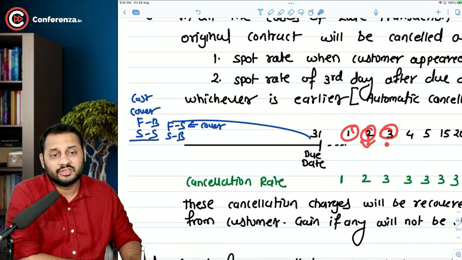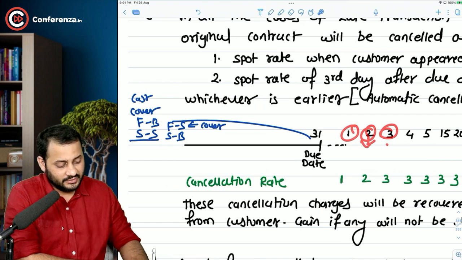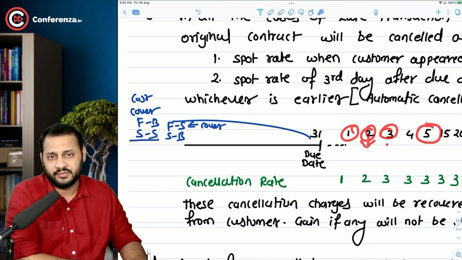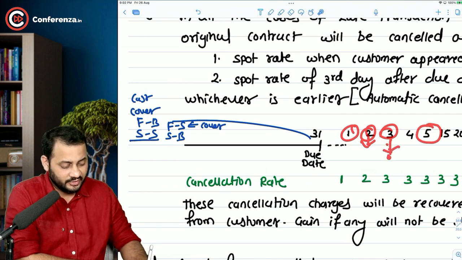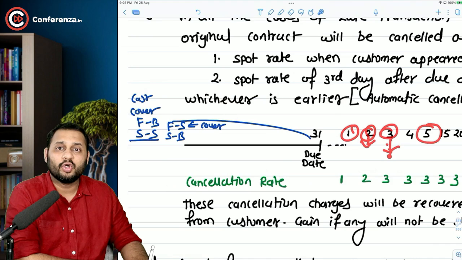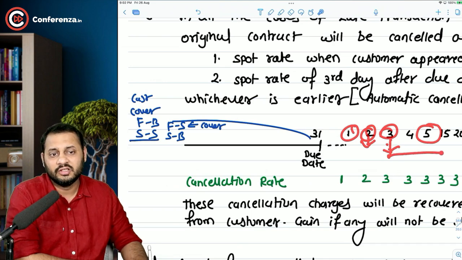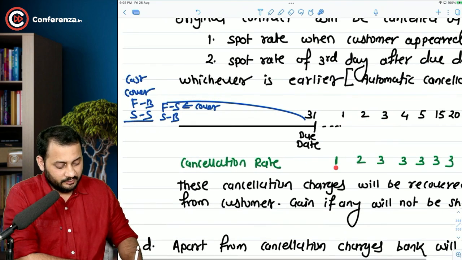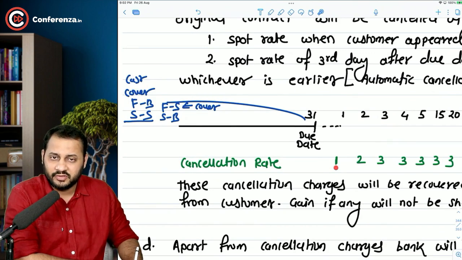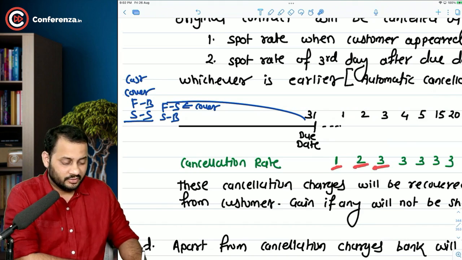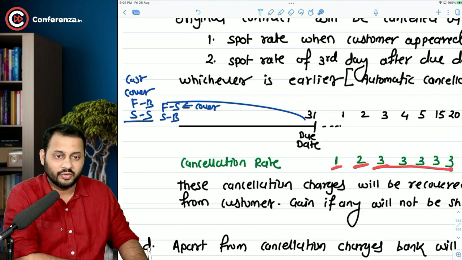But if the customer does not appear in 3 days, what will happen? Let's say, for example, he appears on the 5th day; then on the third day itself, the bank will automatically cancel his contract without communicating with the customer. So there is only a 3-day limit. The third day's rate will be final for all the future days. If the customer comes on the first day after the due date, the first day's rate will be applicable, then the second day's rate, then the third day's rate, and from this point onward only the third day's rate. That means the contract is now automatically cancelled.